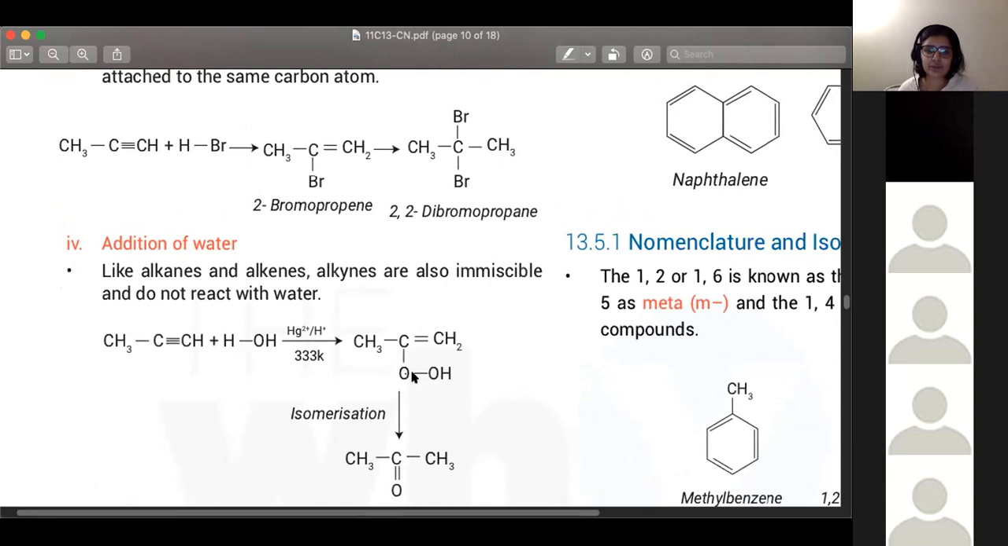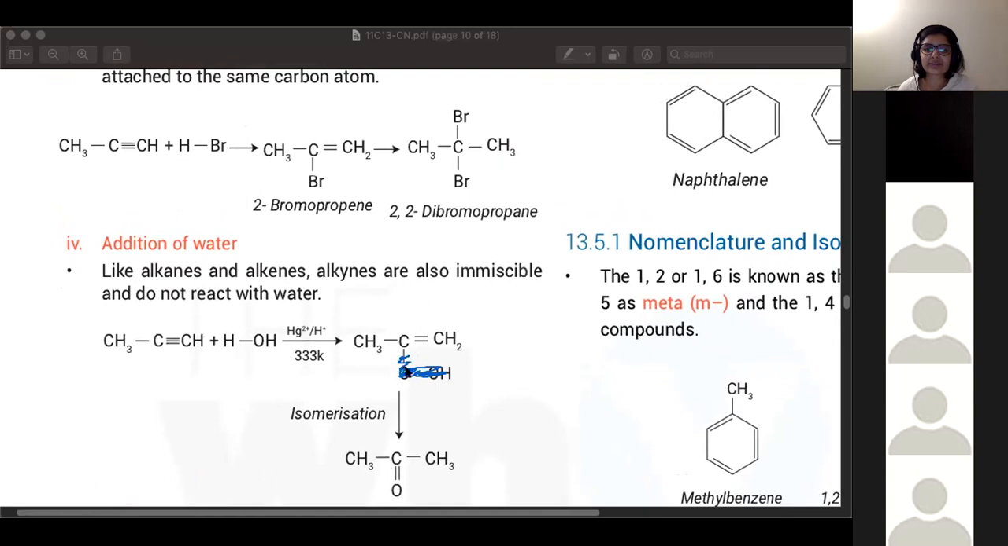Here it is not OOH. Oh, O is wrong. They don't directly get OH added. So H on one side and OH on the other side gets added, again in accordance with Markovnikov's addition rules.